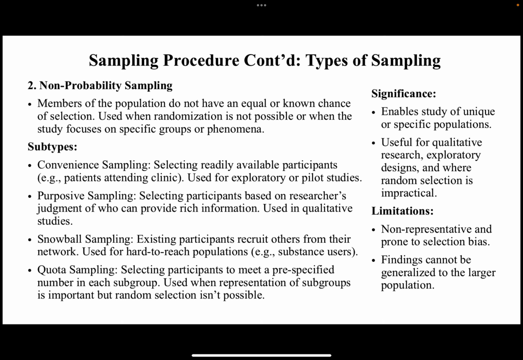With purposive sampling, participants are selected based on the researcher's judgment. If you are studying the experiences of diabetic patients, you purposely select people who are living with diabetes, people that you think have the characteristics that you want to study. That is purposive sampling.